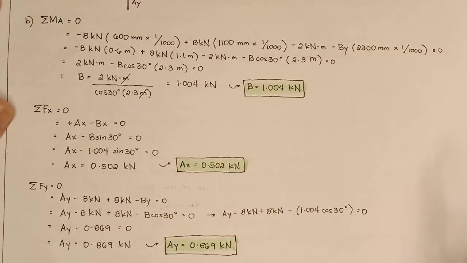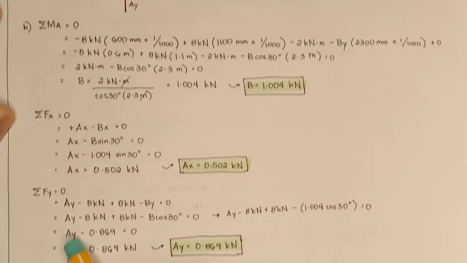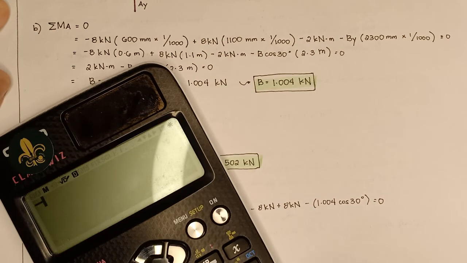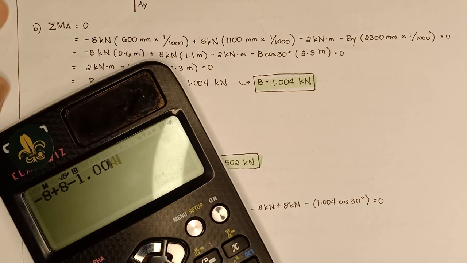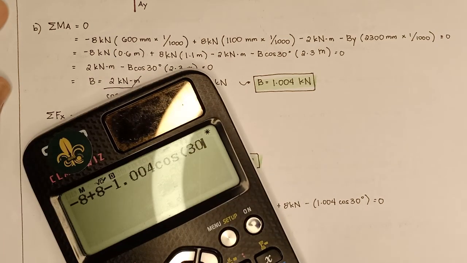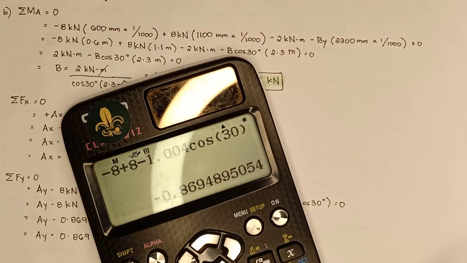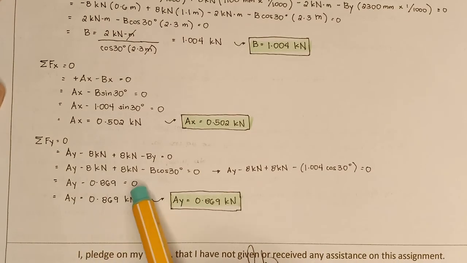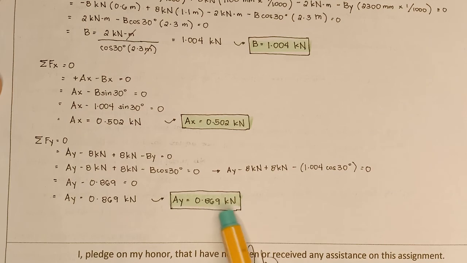Again, since we have only one unknown here, let us solve first this negative 8 plus 8 minus 1.004 cosine of 30 degrees, and we will have negative 0.869. So AY minus 0.869 equals 0. Transpose it to the other side, and there we will have AY equals 0.869 kilonewtons.